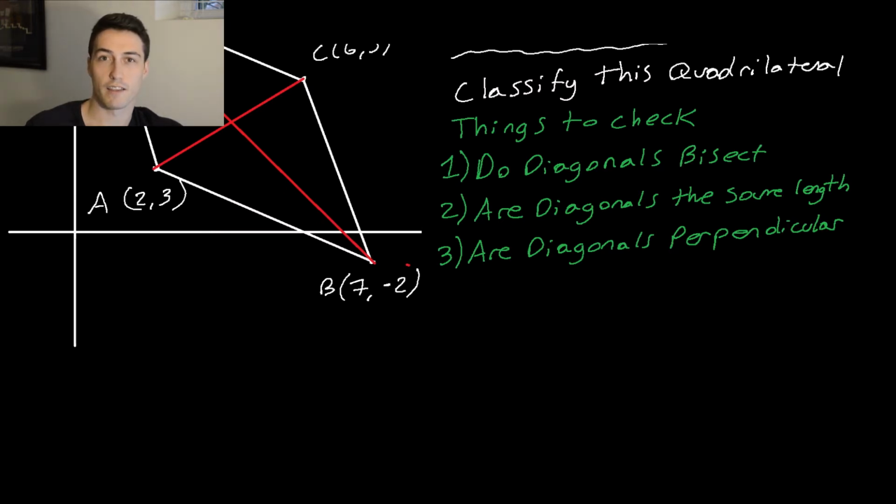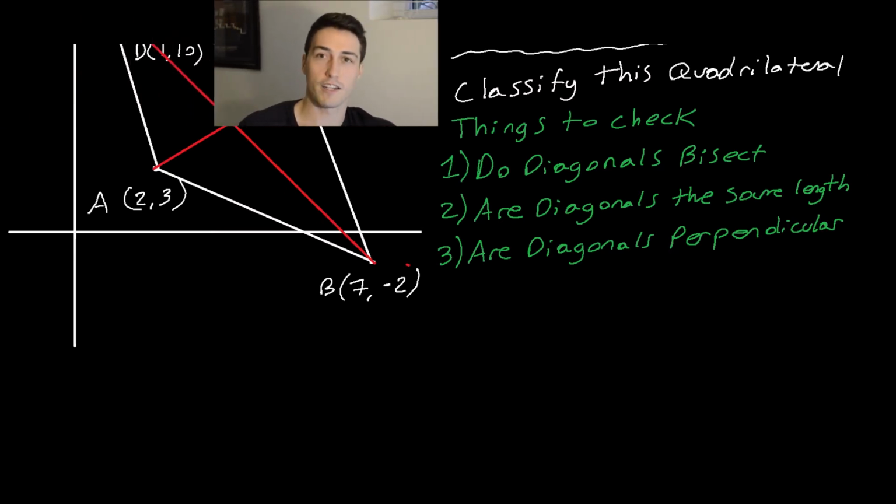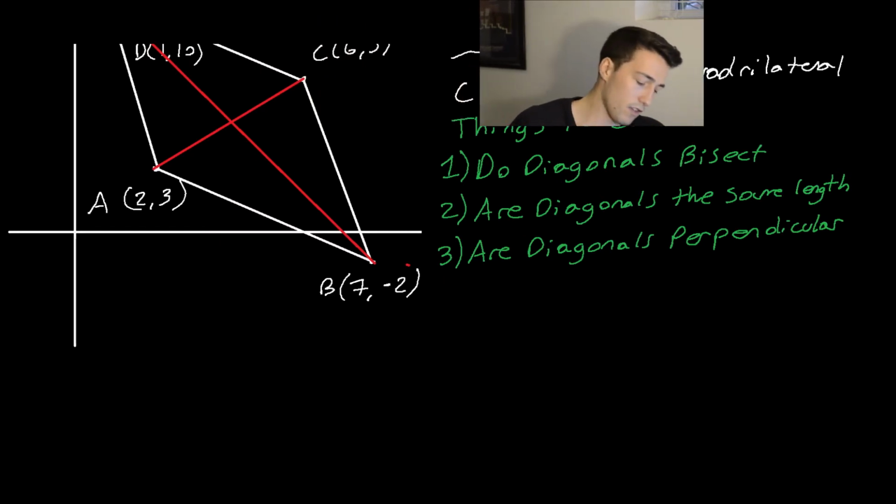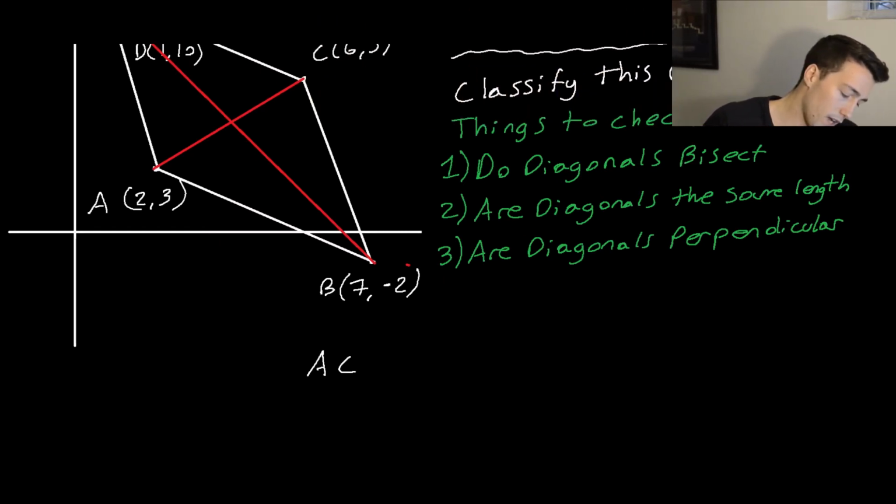So now let's check the other criteria: are the diagonals the same length? For this one, we'll do AC, and this is going to be the Pythagorean theorem. Trying to find the length of this diagonal, what I'm really doing is finding the hypotenuse of this triangle. So this line right here.